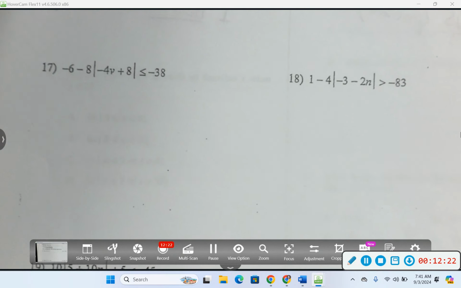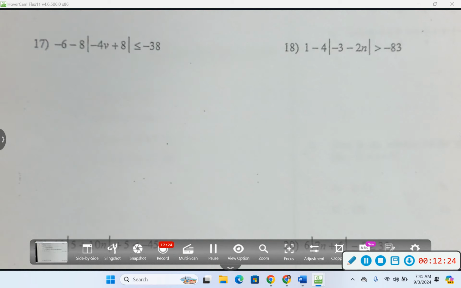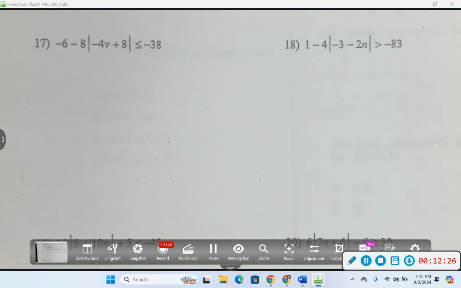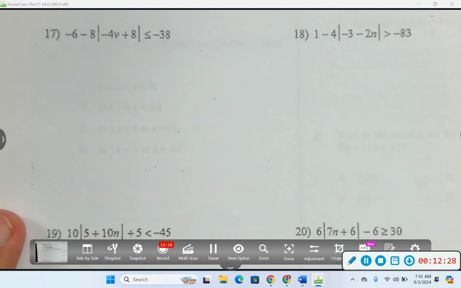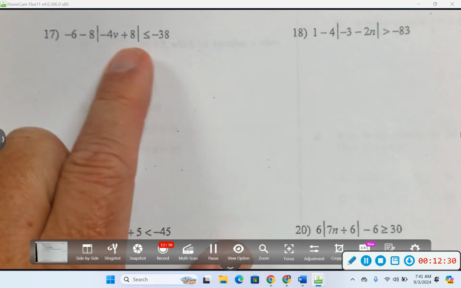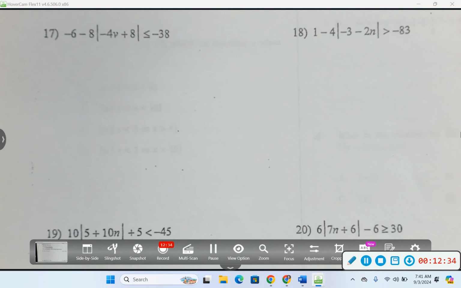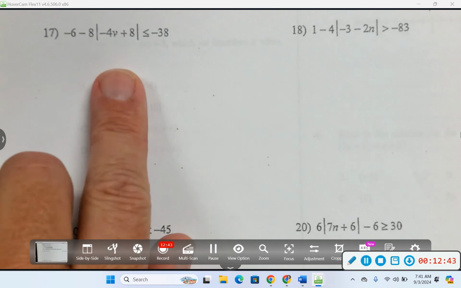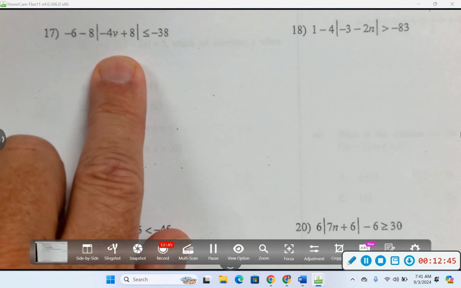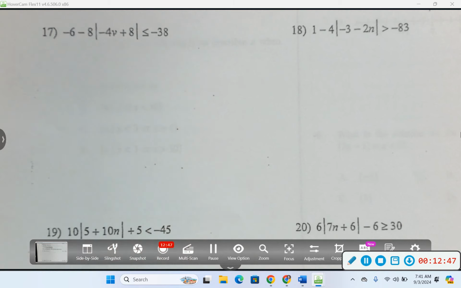Lastly, number 17. Ooh, a whole bunch of negatives. Can I stop right now and say absolute value is never less than negative, so this is no solution? Yeah, not yet. It's true that absolute value is never less than negative, but there's more stuff going on here. I can't make that judgment until I have the absolute value thing by itself.